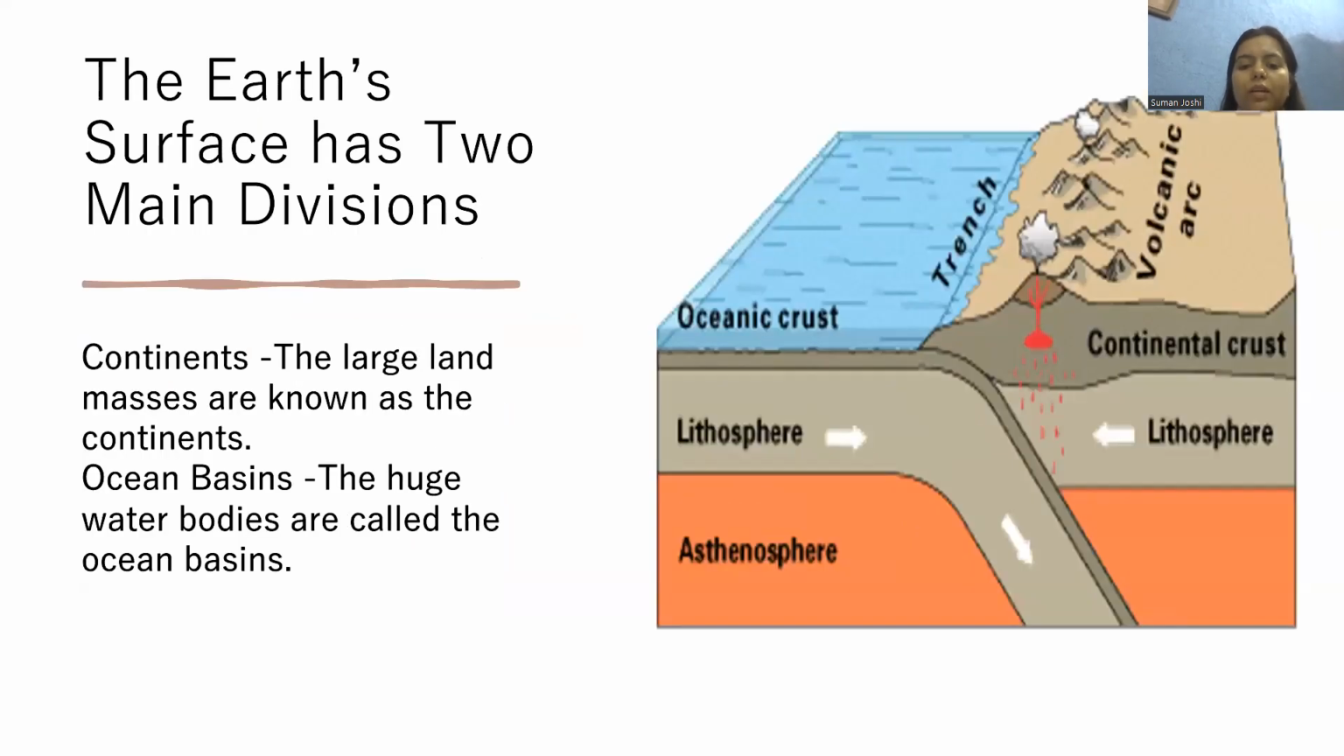So, class, the Earth's surface has two main divisions. This is very important. The Earth's surface has two major divisions: continents and ocean basins. So, what are continents? The large land masses are known as continents. For example, this is continents and this is oceanic. The huge water bodies are called oceans.